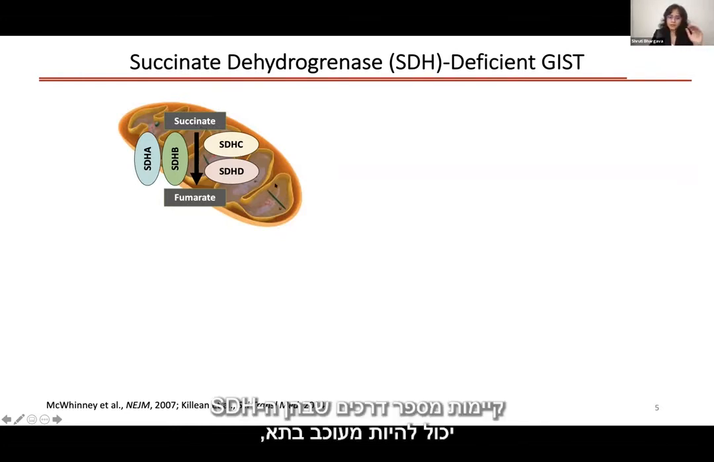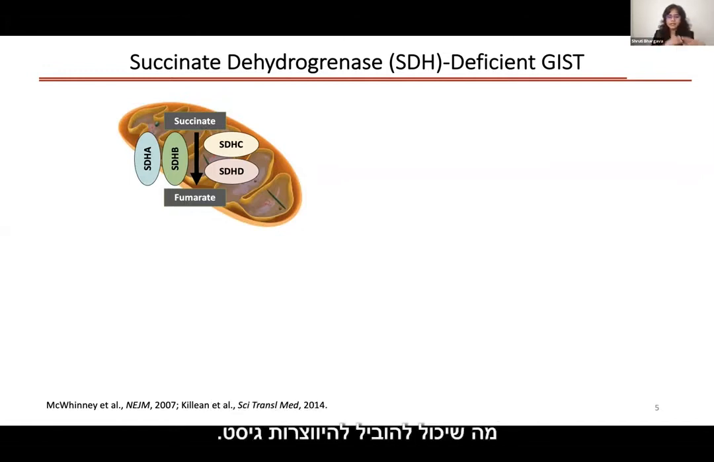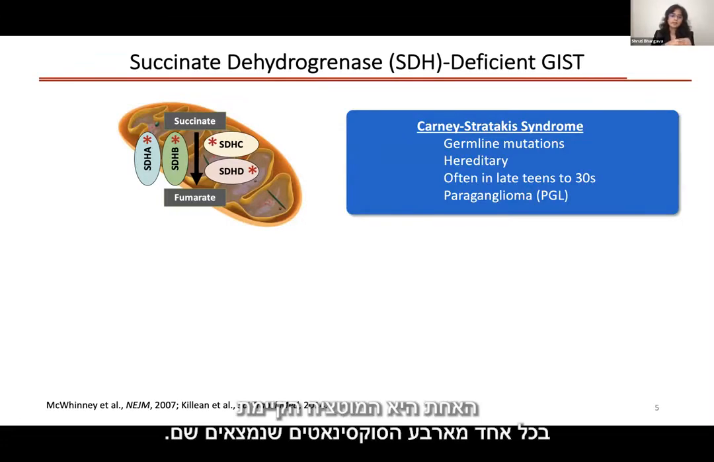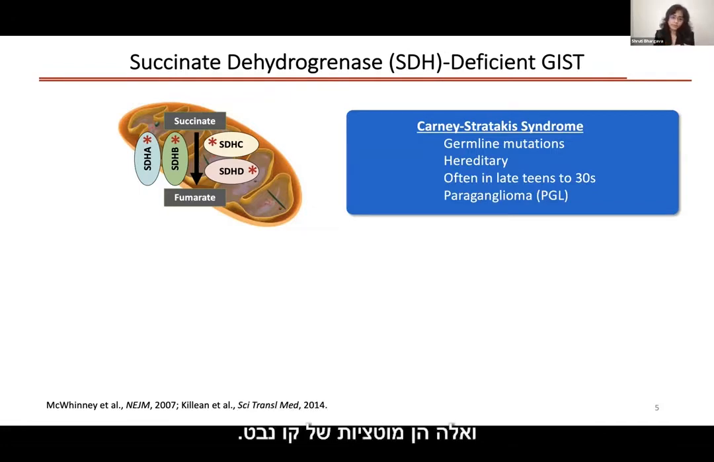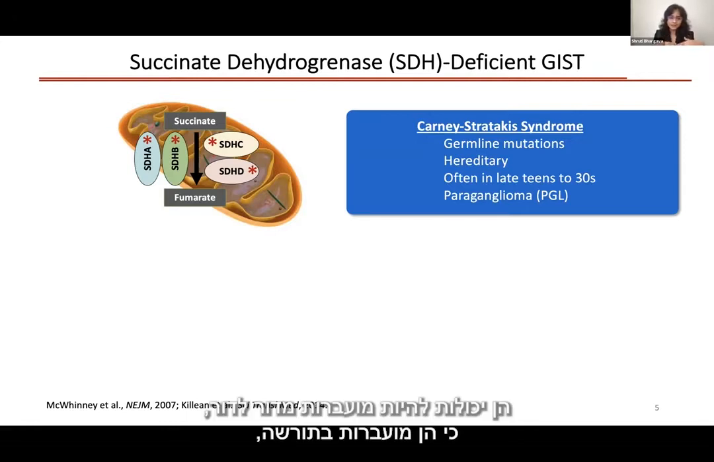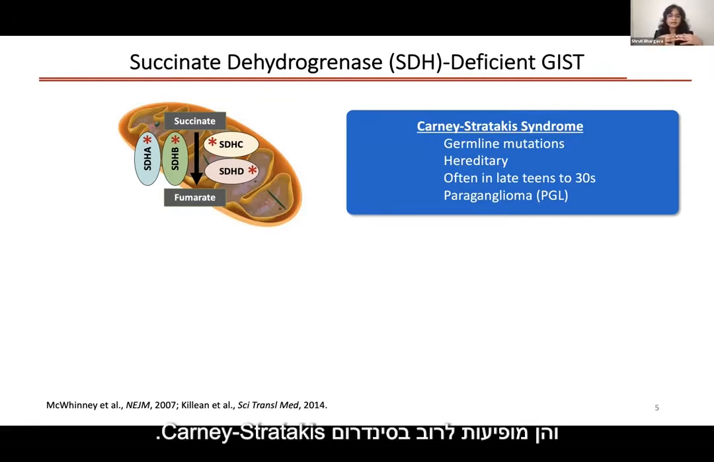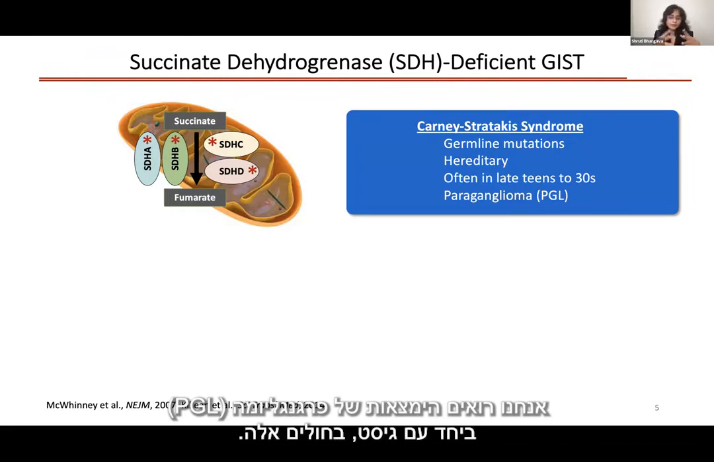There can be various ways by which succinate dehydrogenase can be inactivated in a cell, which can then lead to GIST formation. I'll be talking about 2 of these. One is a mutation in any of the 4 subunits. These are germline mutations. They can be passed down generations, that is, they are hereditary, and are often found in Carney-Stratakis syndrome, wherein we also find the presence of paraganglioma along with GIST in these patients.